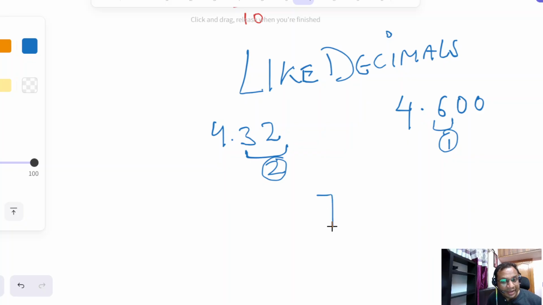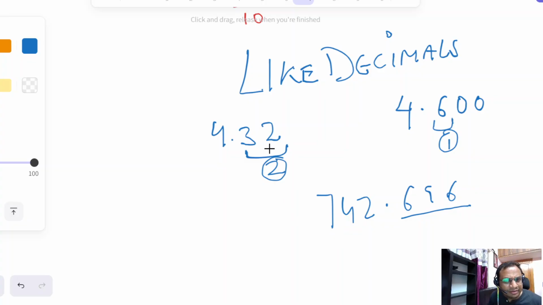So for example, if I have 742.696, I should read it like seven hundred forty-two point six nine six. Never read it together like six hundred ninety-six. That's not right. Read the digits after the decimal point separately, individually. Don't club them.